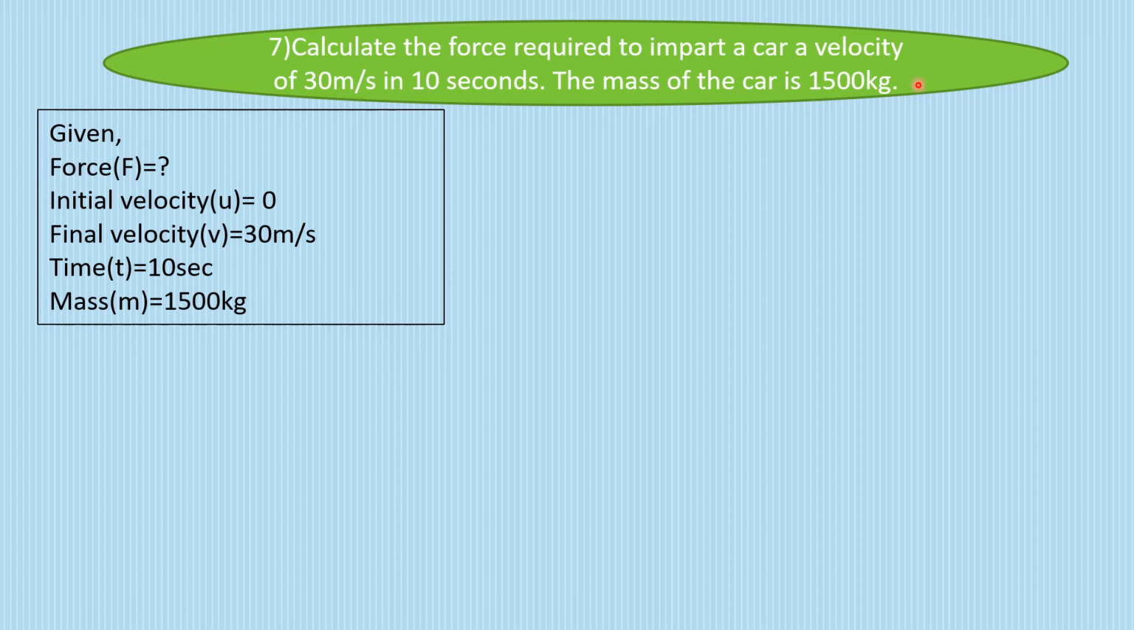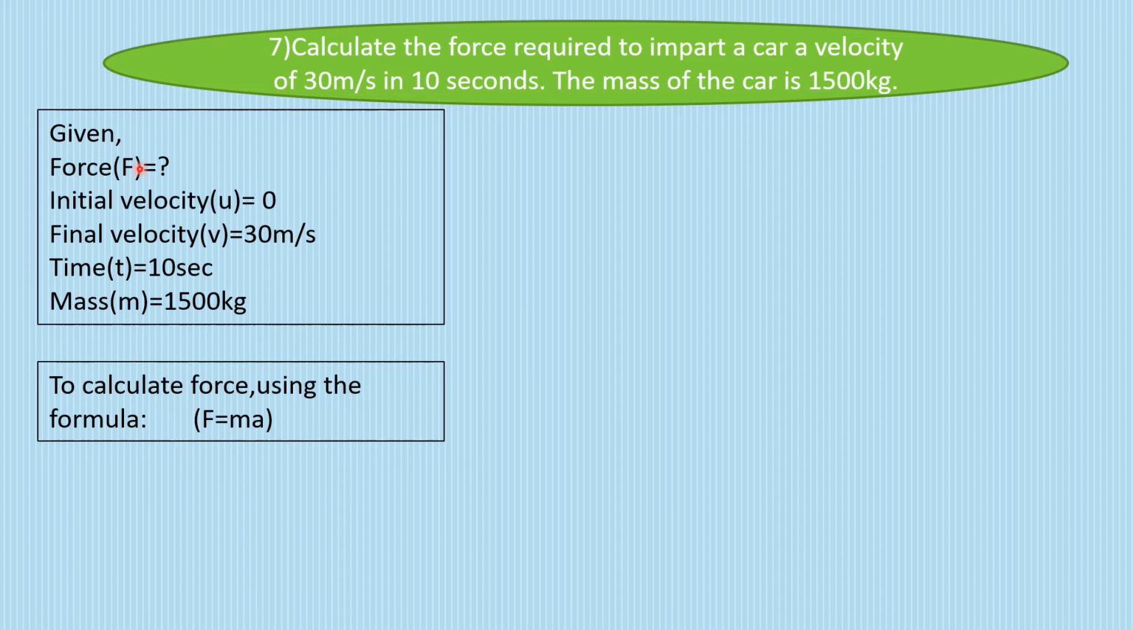We have to provide it the velocity. So that means right now it doesn't have the velocity. It will become that, so if it will become, that means it is going to be the final velocity. So the final velocity should be 30 meter per second. Time is 10 seconds. We have to find the force. Mass is given as 1500 kg.